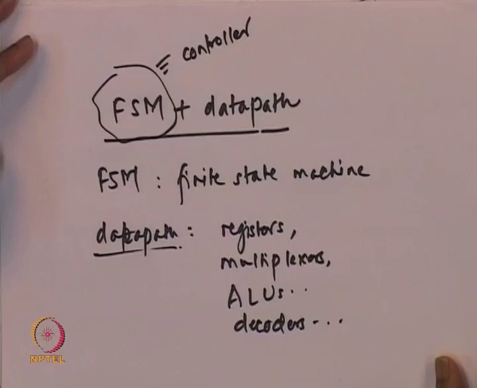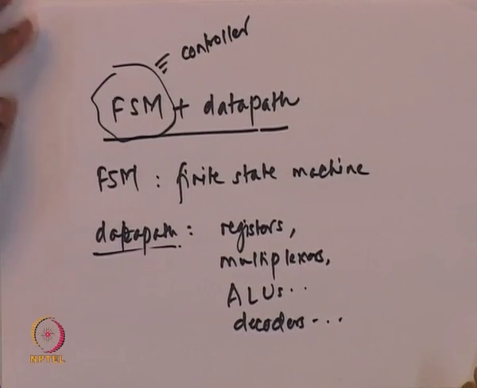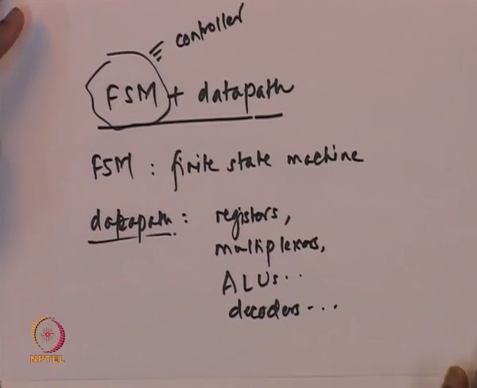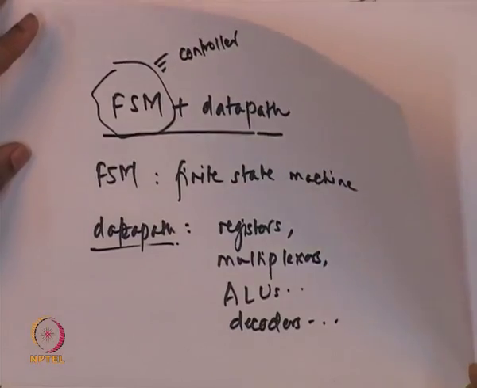So, finite state machines, in the first courses on digital systems, most of us have enough familiarity with. So, here the finite state machine will be studied in the context of data path, how it controls the data path, and typical examples of custom computing machines or general purpose computing machines will be illustrated in the course of these lectures.